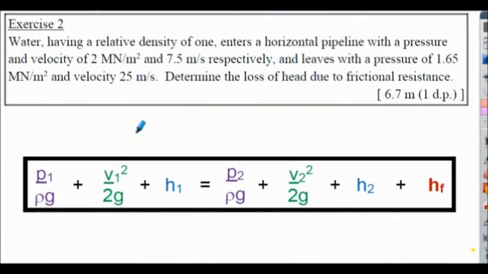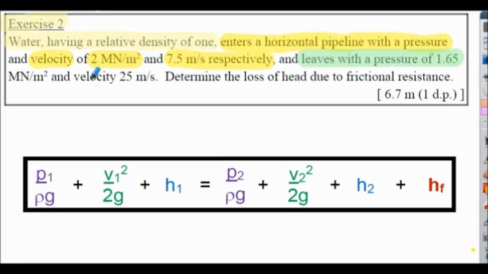Let's now apply Bernoulli's equation accounting for frictional losses within exercise 2. So water having a relative density of 1 enters a horizontal pipeline with a pressure and velocity of 2 meganewtons per meter squared and 7.5 meters per second respectively. The water leaves the system with a pressure of 1.65 meganewtons per meter squared and velocity of 25 meters per second. We have to determine the loss of head due to frictional resistance. Answer is given as 6.7 meters to 1 decimal place.